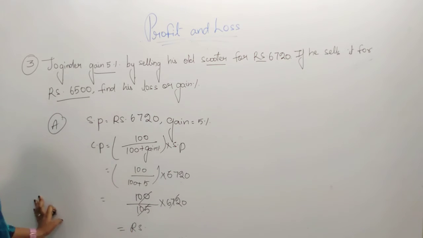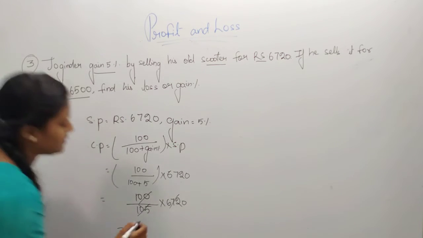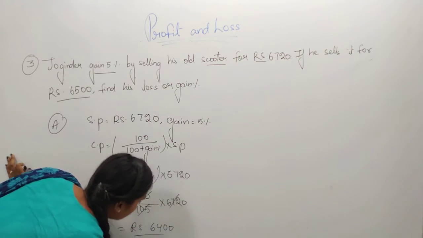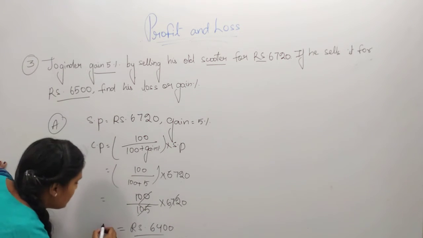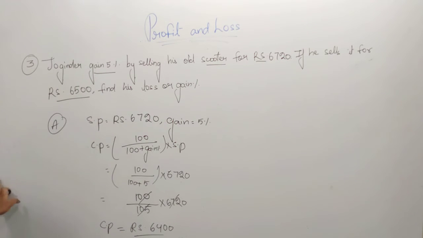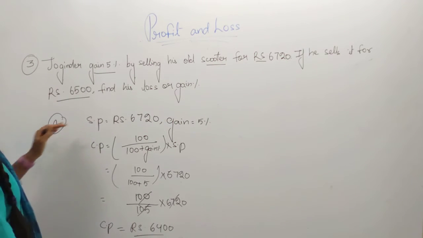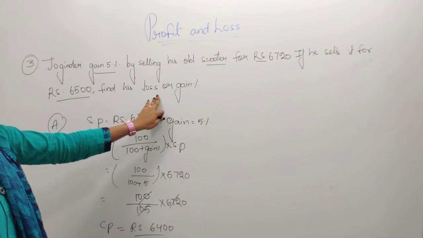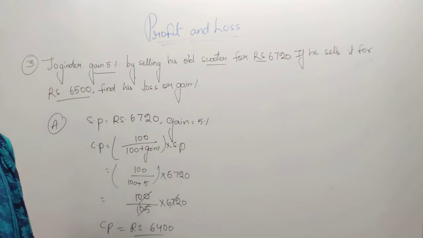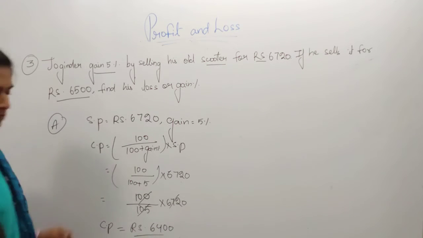By doing all this cancellation, what answer will we get? Rupees 6,400. This is the actual answer. This is the actual CP. CP is equal to rupees 6,400. Now do the second case. Here he also told us to find the loss or gain percent. Then what will we do? We have to find it now.